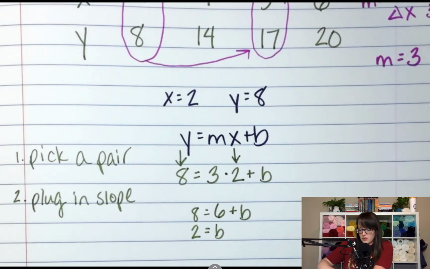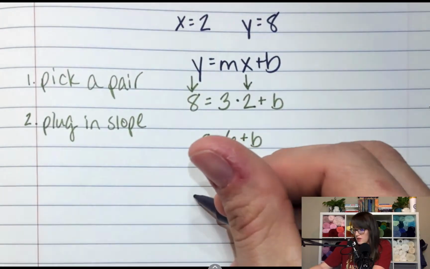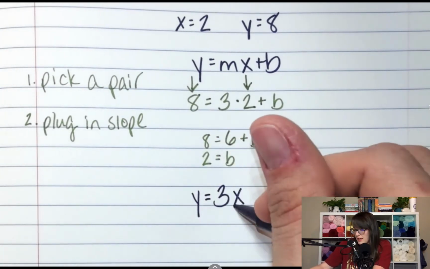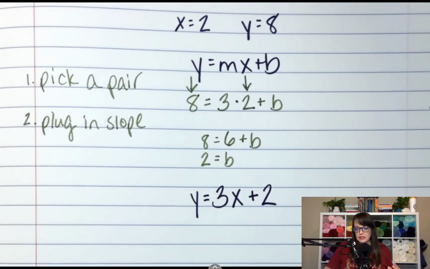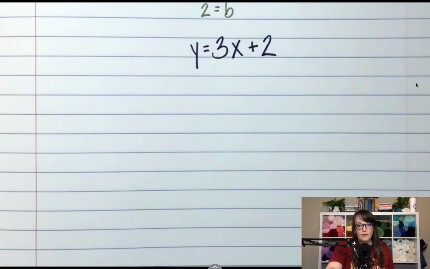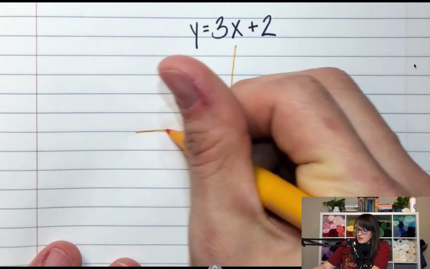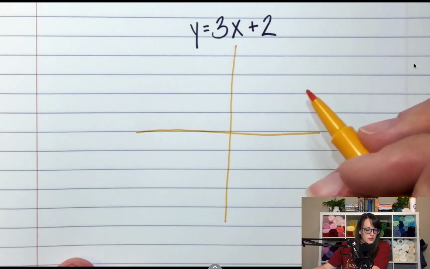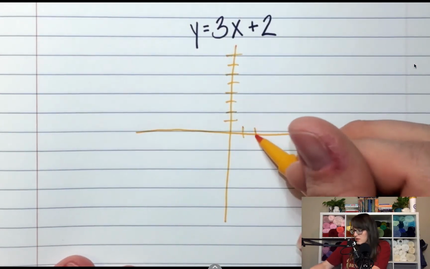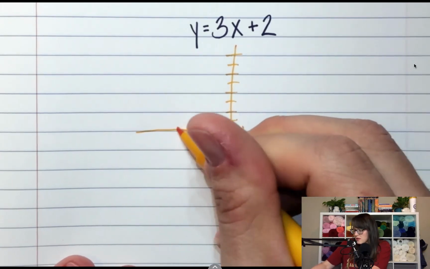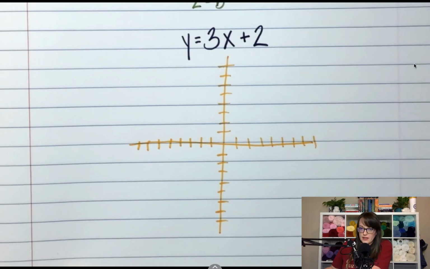Now that I know my equation, my final equation is y equals 3x plus 2. Once you know your pieces, graphing it is really easy. For this, we're just going to sketch a graph. It does not have to be perfect or super pretty. So we're going to draw the y-axis, the x-axis, and let's go 8 up. 1, 2, 3, 4, 5, 6, 7, 8. Definitely not super pretty, definitely not exact.